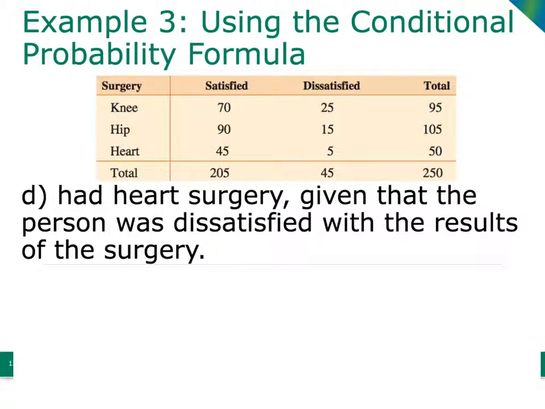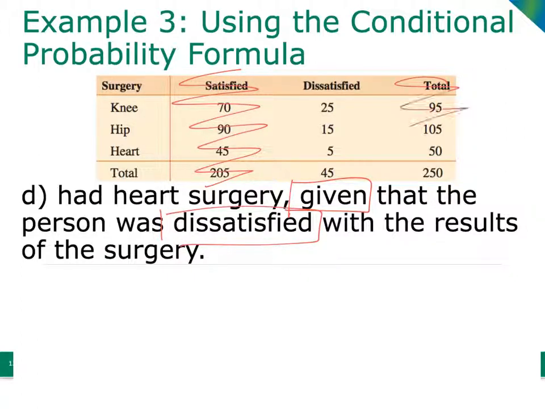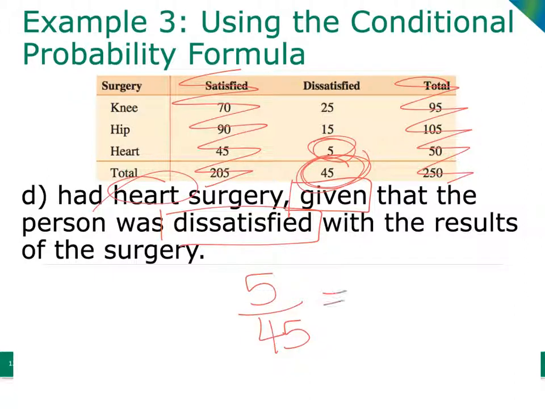Choosing a randomly selected person, what is the probability that they had heart surgery, given that the person was dissatisfied with the results of the surgery? This time, the given item is that they're dissatisfied. So you need to disregard the satisfied people and focus solely on the dissatisfied column. There was a total of 45 people that were dissatisfied. Of those 45 people, how many had heart surgery? 5. So 1 out of 9 dissatisfied customers were heart surgery customers.